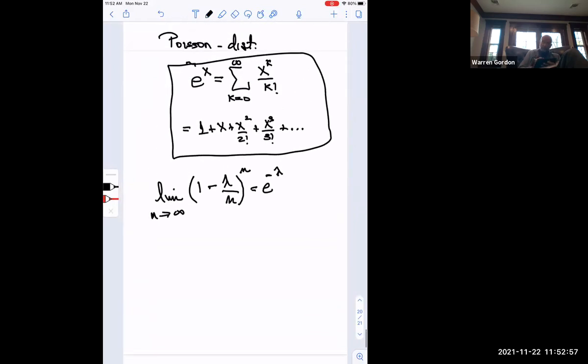Now, these two results are fundamental results from calculus. I'm going to assume that we're familiar with them, and I'm going to use them as I develop one more distribution called the Poisson distribution. Okay, this is probably the best place for me to stop right now. So let me stop the recording. Again, this will be posted tonight.